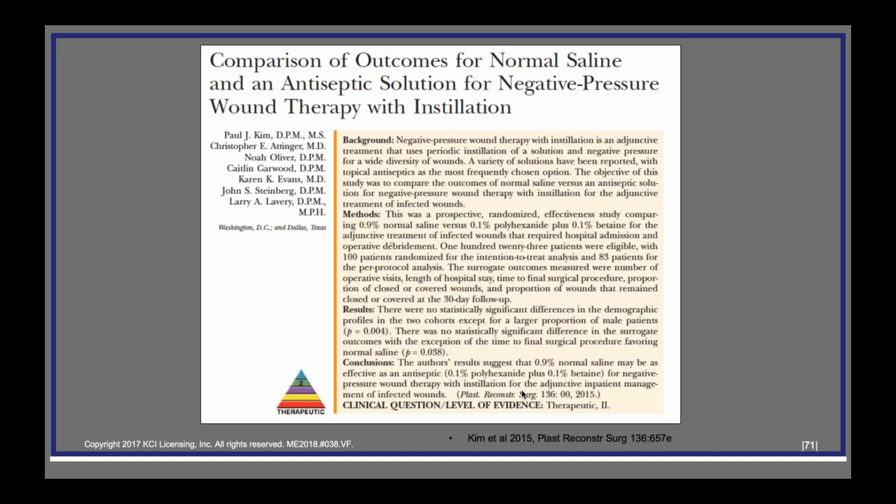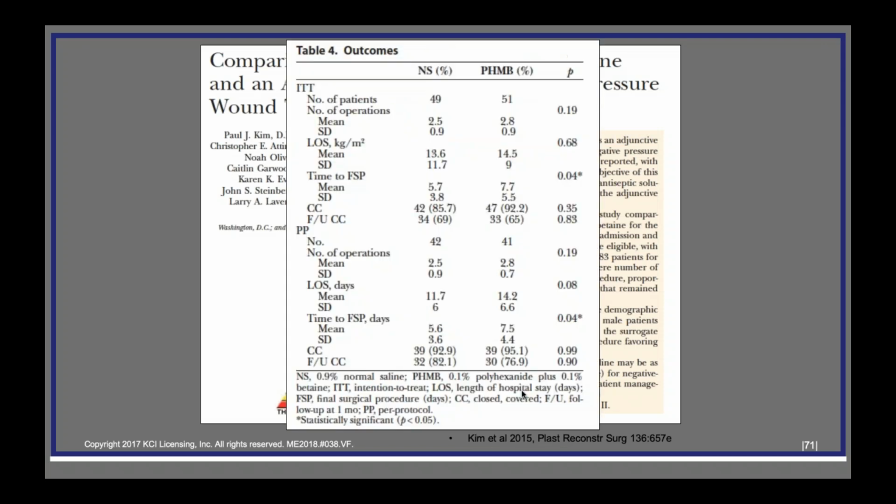But to test my theory, I conducted a prospective randomized trial comparing normal saline versus PHMB, remember the polyhexanide with betaine. And I looked at the same surrogate outcome endpoints that we've been looking at all along, length of hospitalization, number of OR visits, and so on. And there was no difference in those things. The only difference was time to final surgical procedure, which actually favored normal saline.